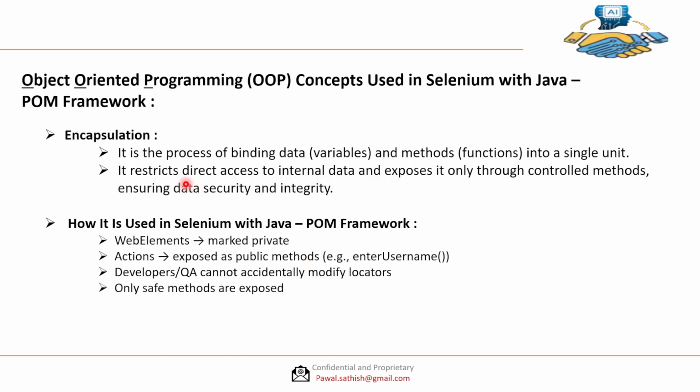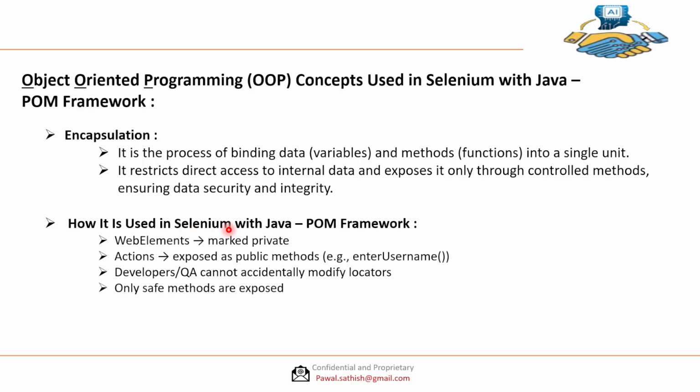Next, the object-oriented concept is encapsulation. What is encapsulation? Encapsulation is the process of binding data, that is the variables and the methods, into a single unit. It restricts direct access to the internal data and exposes it only through controlled methods. Using getter and setter methods, we use the variables through these methods, because of data security and integrity.